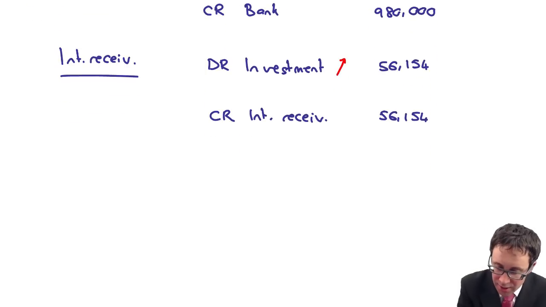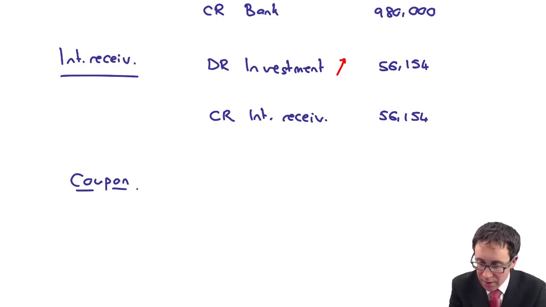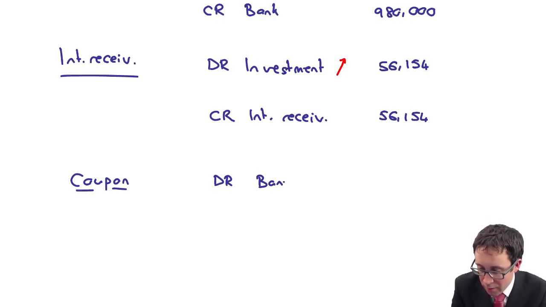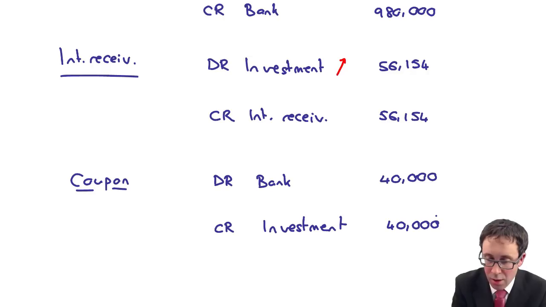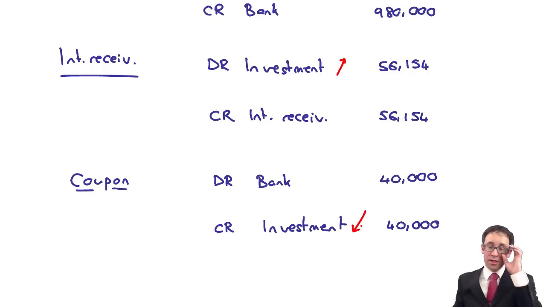You've then got, is it the coupon interest that you receive each year? So that's whereby you receive money from the issuer, you debit your bank with 40,000, and that will therefore reduce the value of the investment. A credit to the investment will reduce it.